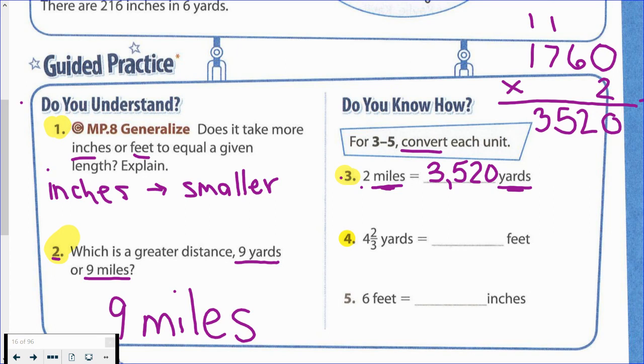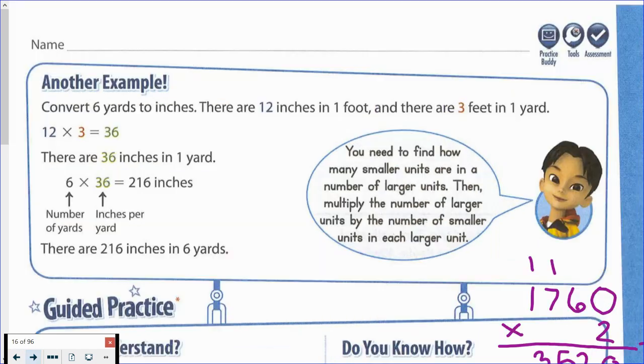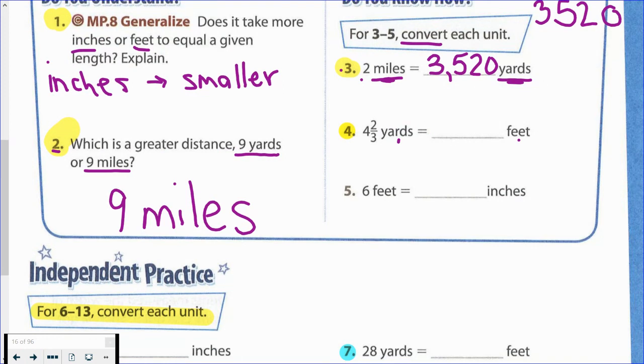All right, number 4. Now, don't be intimidated by the fact that this has a fraction in it. Don't let that scare you. You can handle this. Okay, so we're going from yards to feet. Okay, go back to the chart. Remember, 1 yard has 3 feet. Okay, so here's how you're going to do this if it has a fraction. Think about it this way. Break it apart. Do your whole number and your fraction separately.